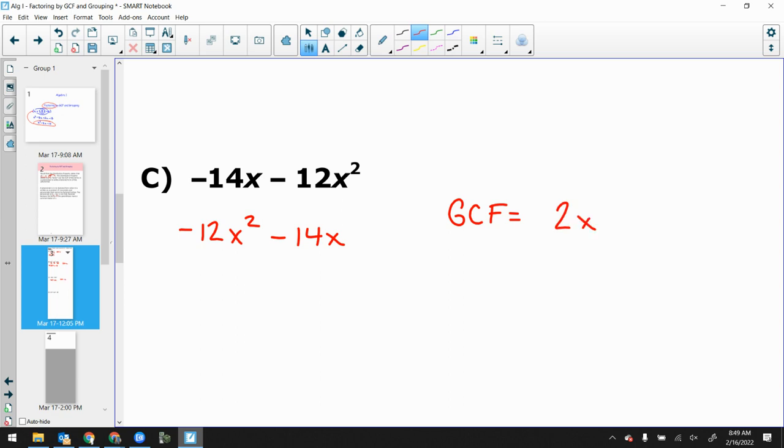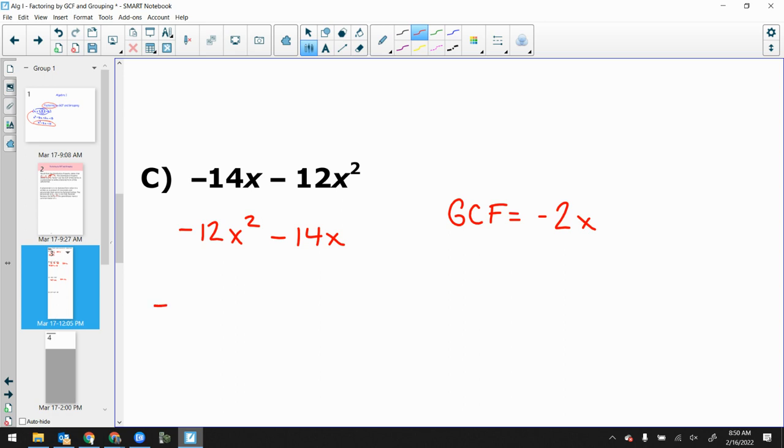Now, we were just asked this question about the negative. What happens when I'm dealing with a negative? Do you see how I lead with a negative? That negative 12x squared. That's when your GCF is negative. Okay? That's the rule about when your GCF is negative. The only time your GCF is negative is when my leading coefficient is negative, and your first term is negative.